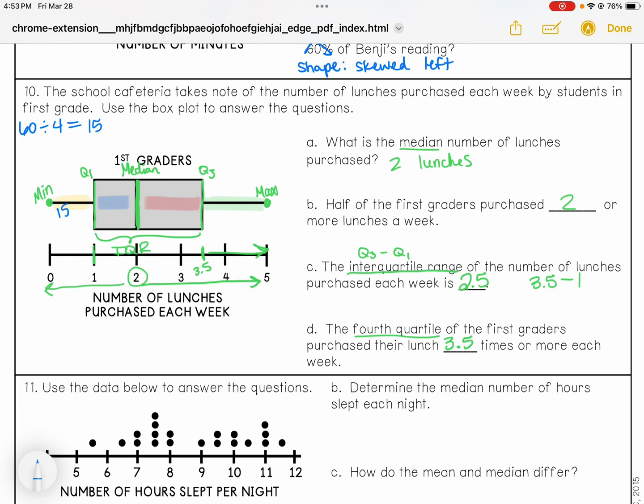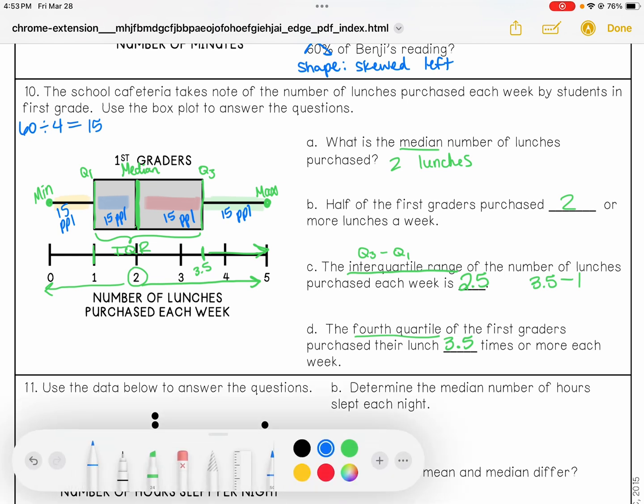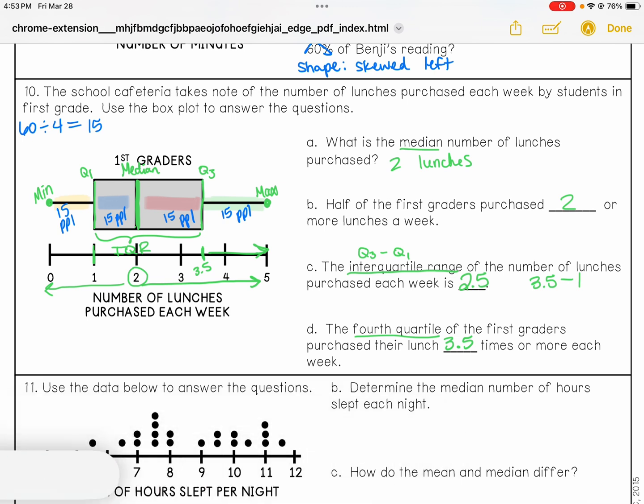So there's 15 people here. There would be 15 people here. And I just totally made up this number. This is not actually how many were surveyed, but just saying if there were 60 first graders surveyed, they have evenly been divided into each one of these sections. And when we look at these sections, we see there are some places where the data is close together and other places where the data is further apart.